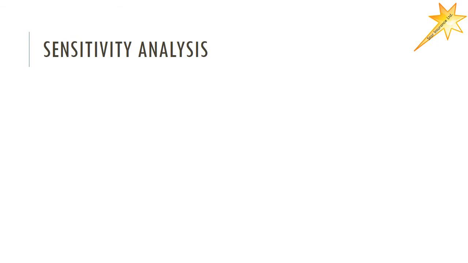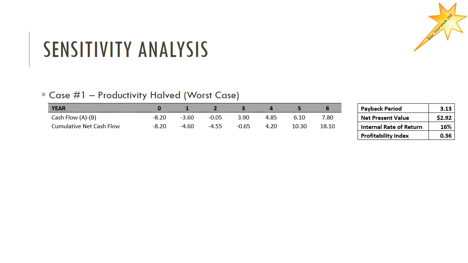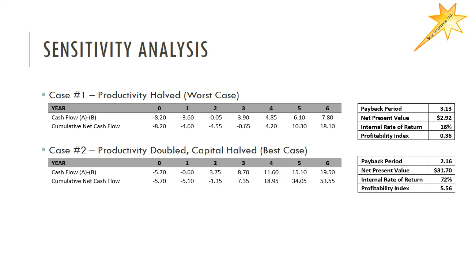For the sensitivity analysis, we shall look at 3 scenarios. Case 1, where productivity is actually half of what we have presented, the payback period is calculated to be 3.13 with a net present value of 2.92 million, an internal rate of return of 60%, and a profitability index of 0.36. Case 2, where productivity is actually double and capital half of what we have presented in our business model, the payback period is calculated to be 2.16 with a net present value of 31.7 million and an internal rate of return of 72% and a profitability index of 5.56.